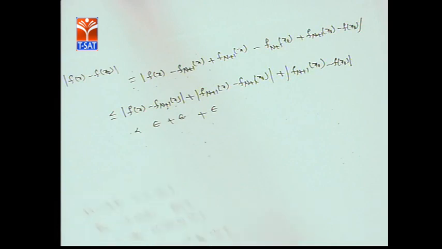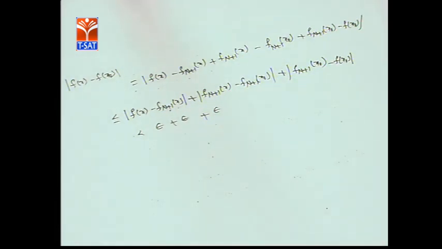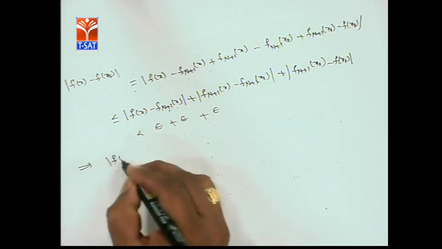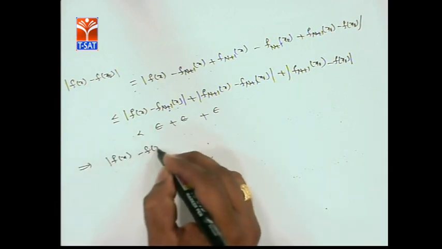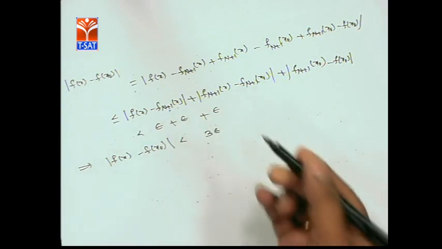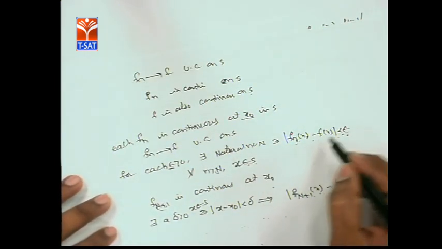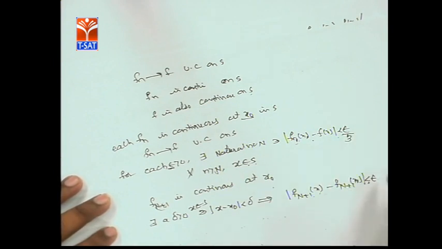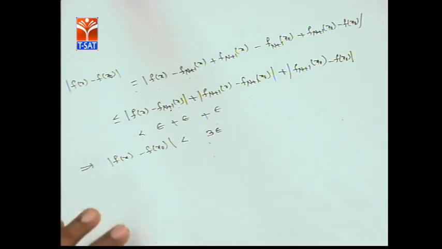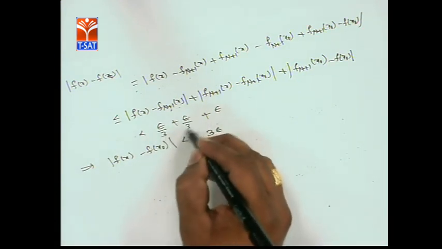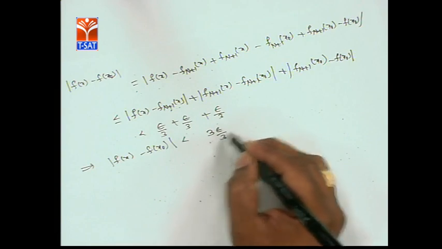So, in the formal definition, |f(x) − f(x₀)| is less than 3 epsilon. Or it can be written this way: |f_n(x) − f(x)| less than epsilon, meaning we can take epsilon by 3 here, and epsilon by 3 here also. Epsilon by 3 plus epsilon by 3 plus epsilon by 3 gives us epsilon.